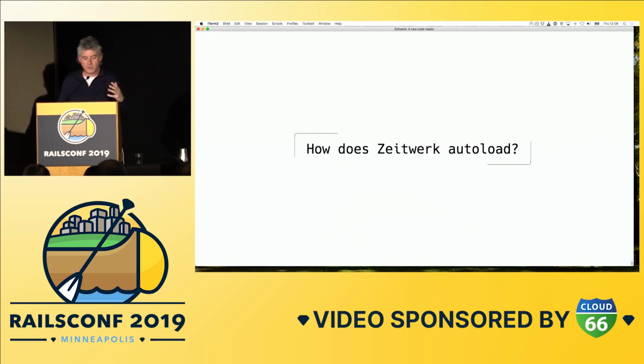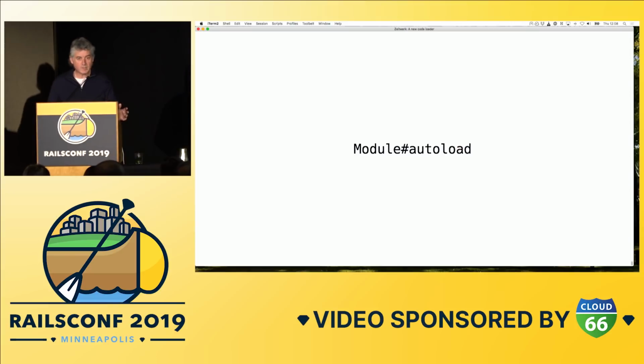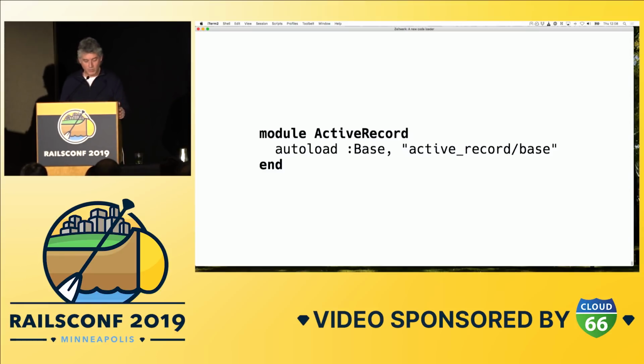So Zeitwerk uses a different technique. It is based on Module#autoload. Maybe you know Module#autoload. This is the Ruby autoload thing, all right? In Active Record, for instance, this is used a lot in the Rails code base. You can say, I'm going to lazily load Base, basically ActiveRecord::Base, okay? So instead of loading everything, you can say, whenever you need ActiveRecord::Base, go and fetch, please, that file, all right? That's the idea.